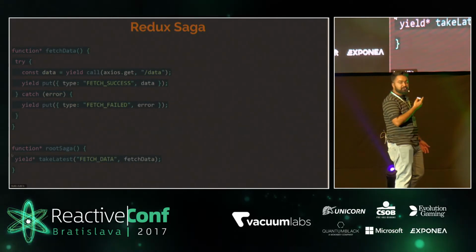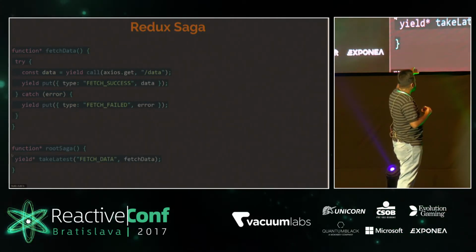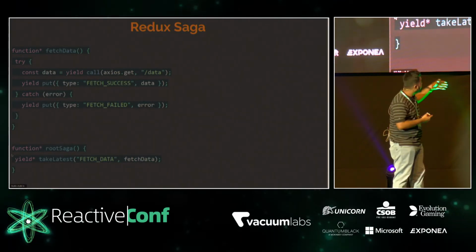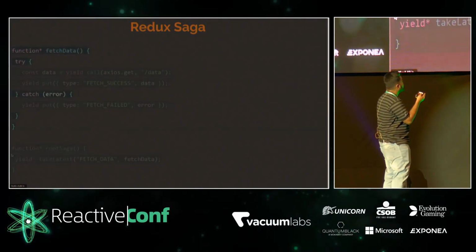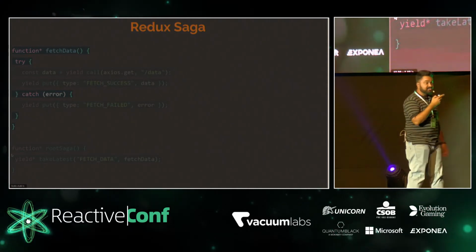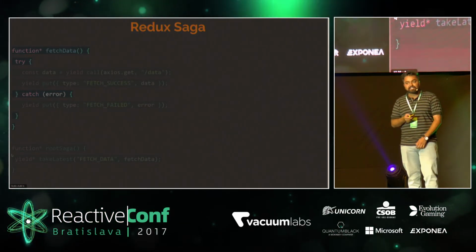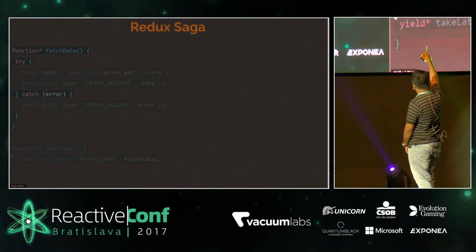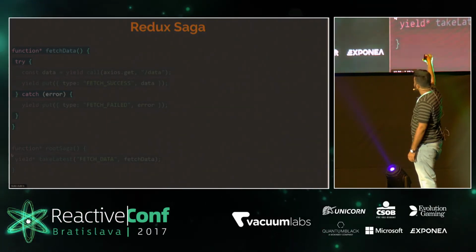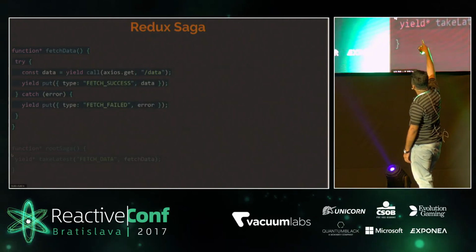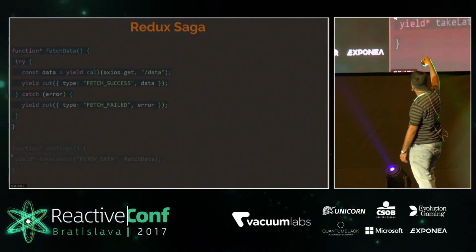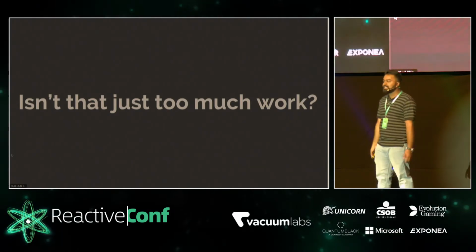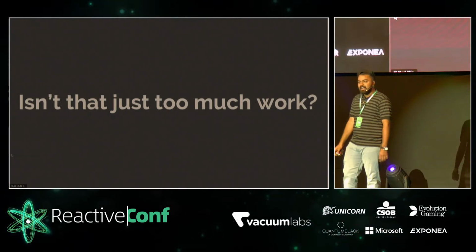But in case of Saga, we have to do so many things. First, we write a root Saga where we are watching all the actions that are dispatched and dispatching a generator accordingly, like this. And then we have a try catch, because whenever you encounter a server-side or client-side error in your API request, it throws an error which is handled in catch. We write everything in try, and whatever we want to handle as an error, we put in catch. Simple. But you would say, isn't this just too much work?